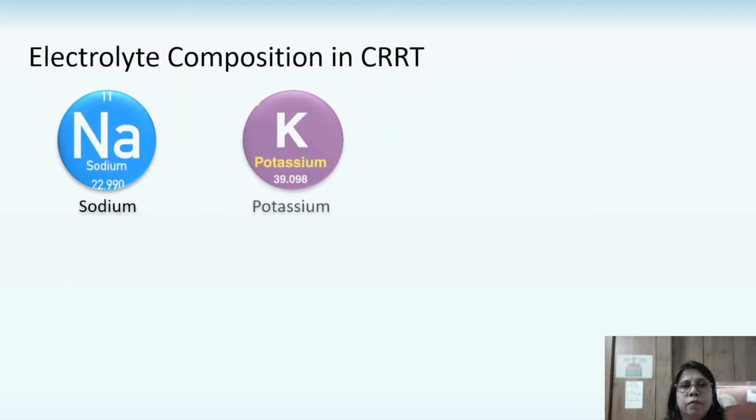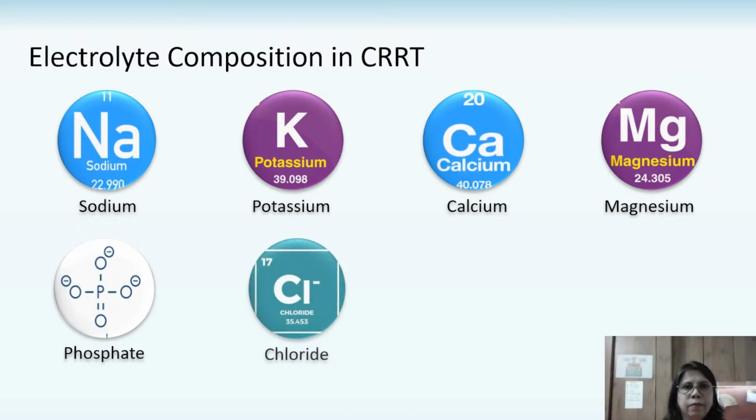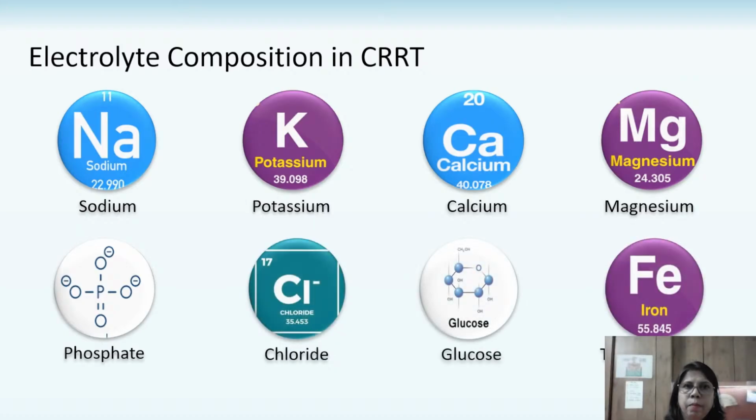These are some of the electrolytes mandatory in the CRRT fluids, including sodium, potassium, calcium, magnesium, phosphate, chloride, glucose and iron. And we shall take a look more in detail at each of these.